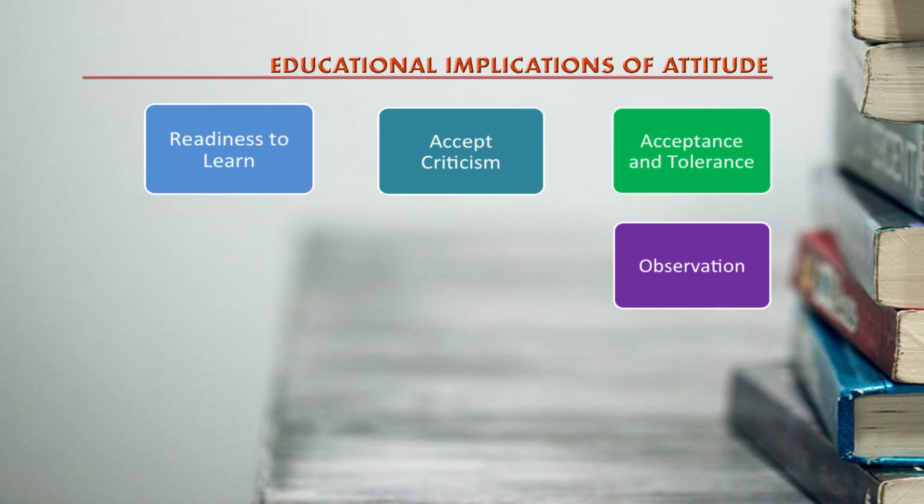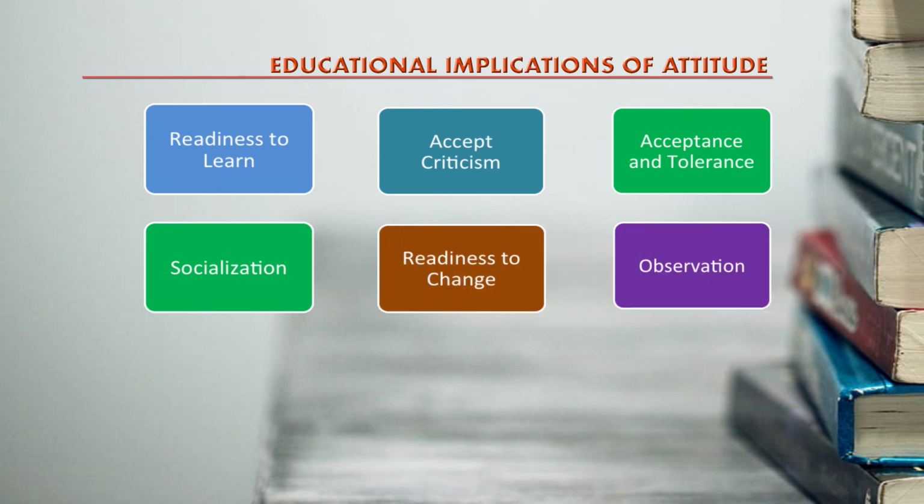Then acceptance and tolerance: acceptance in different situations and developing a sense of tolerance. If you develop tolerance and have the quality of acceptance, then definitely you can develop a good attitude for doing your work. So this is also one of the educational implications. Then socialization, the process of socialization also helps us develop the right attitude. Then accordingly readiness to change, whether you are able to accept the change or not.